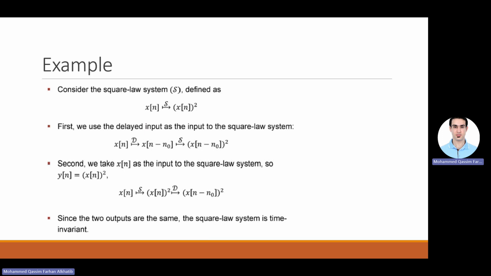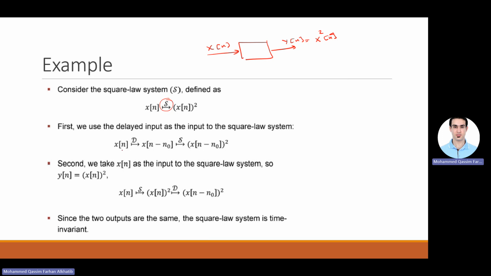Assume that you have the square law system or the square function where y of n equals x of n squared. That's the transformation here. Or basically you can model it like a black box. So here the input is x of n and the output y of n equals x squared of n. Now determine if the system is time invariant or not.